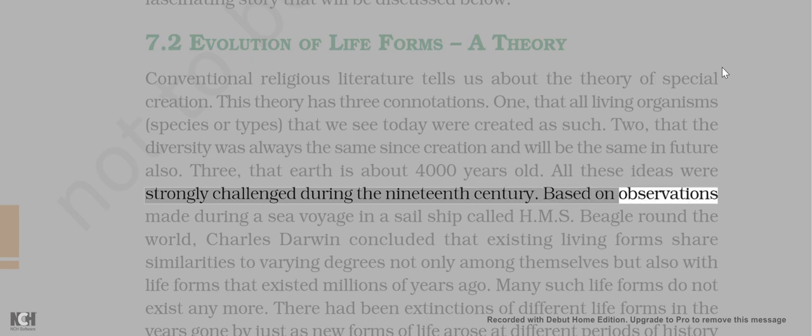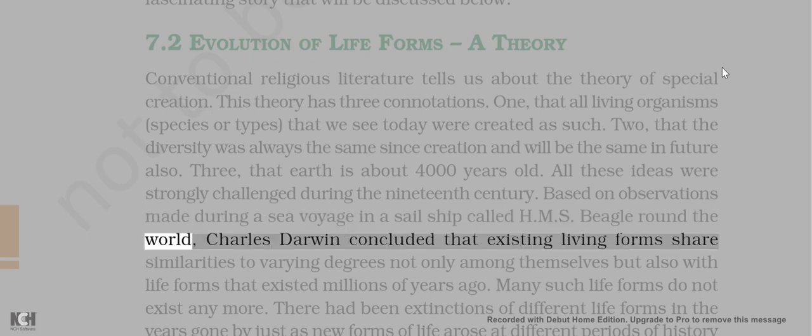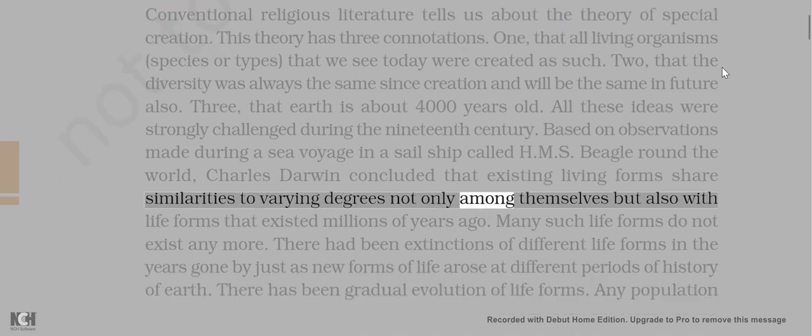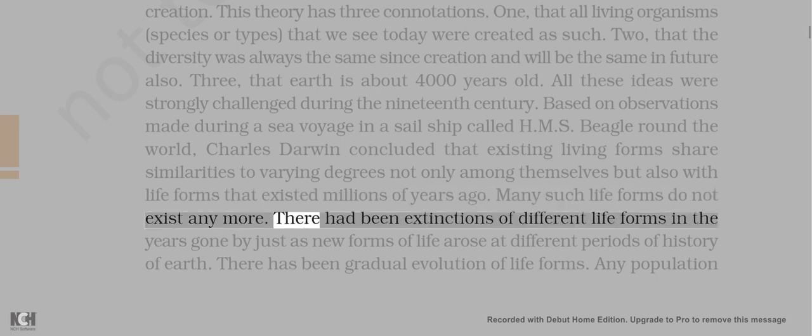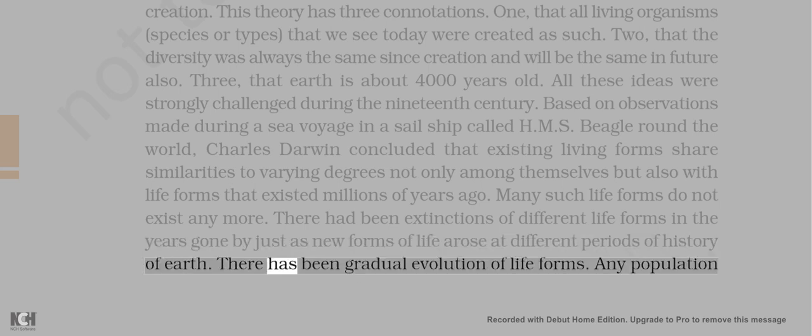Based on observations made during a sea voyage in a sail ship called HMS Beagle round the world, Charles Darwin concluded that existing living forms share similarities to varying degrees not only among themselves but also with life forms that existed millions of years ago. Many such life forms do not exist anymore. There had been extinctions of different life forms in the years gone by, just as new forms of life arose at different periods of history of Earth. There has been gradual evolution of life forms.